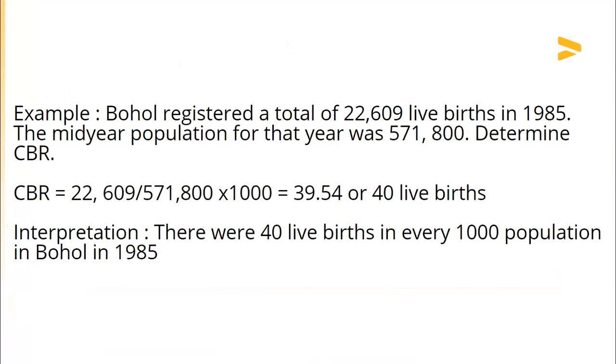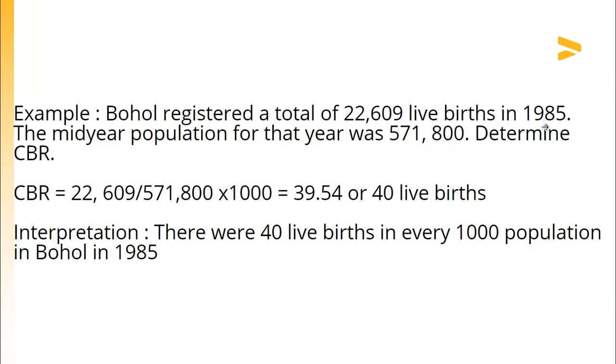So, for example, Bohol registered a total of 22,609 live births in 1985. The mid-year population for that year was 571,800. Determine the crude birth rate. So again, how do we compute for the crude birth rate? We determine the total number of live births in that particular period of time, in this case 1985.